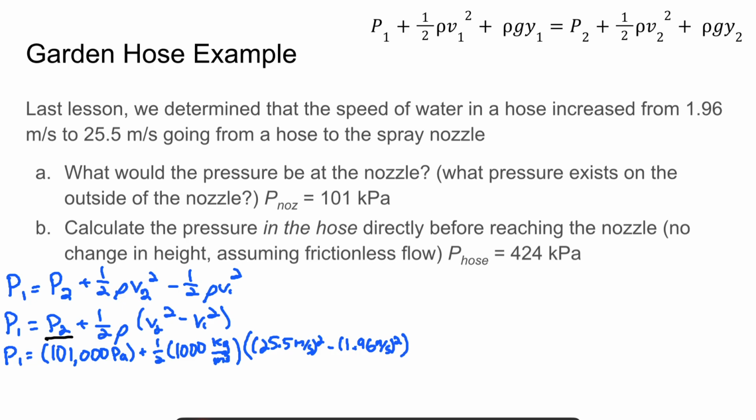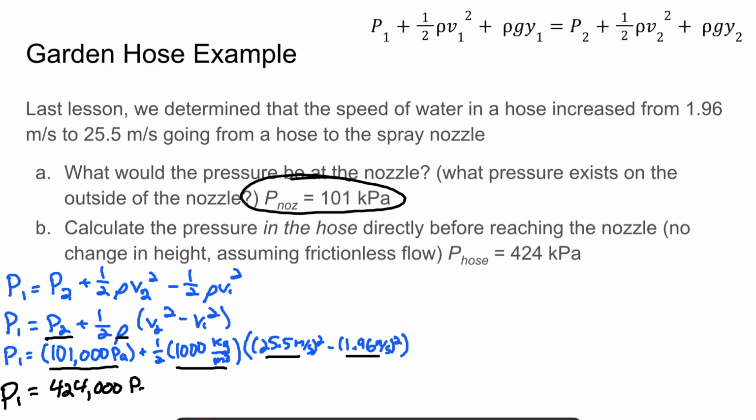So for P2, we've got our external pressure, which was 101,000 pascals. And then for our density, the density of water is 1,000 kilograms per meter cubed. Our initial velocity is 1.96 meters per second, and our final velocity is 25.5 meters per second. We want to square those, subtract them, times 1,000 times 1/2, plus 101,000. And so in the end, our pressure in the hose should be about 424,000 pascals, which of course is larger than the pressure at the nozzle, right?